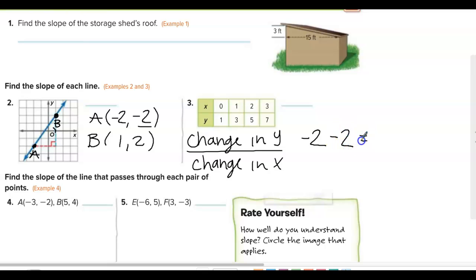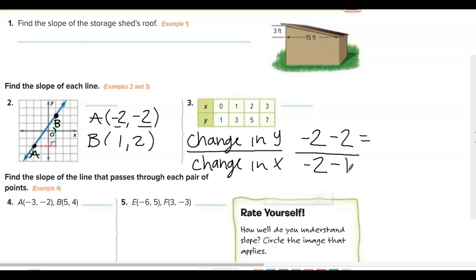Subtract 2. Sean, zip it so Adriana can listen to me. Over, what was my x in A? -2, because I started with A, so I'm going to start with A again. So I have -2. Subtract, what's my x in B? 1. So I subtracted my y's and I subtracted my x's to figure out what the change is, right?